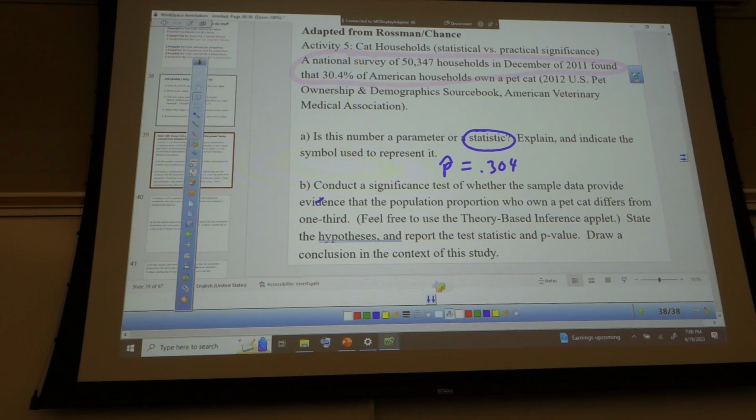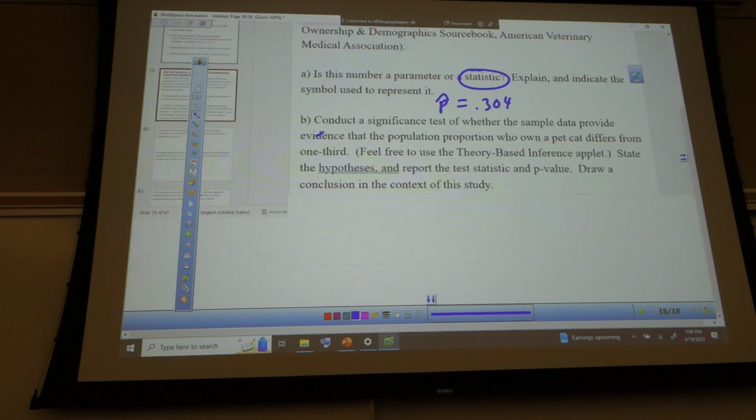We've got 2 things to cover here. All right, so we're going to conduct a significance test, whether the sample data provide evidence that the proportion who own a cat differs from 1/3. So my claim is what? That it differs. That what differs? The proportion differs. How does it differ? Not equal to. Not equal to what? It's not equal to what? P. Read it. 1/3. Oh yeah.